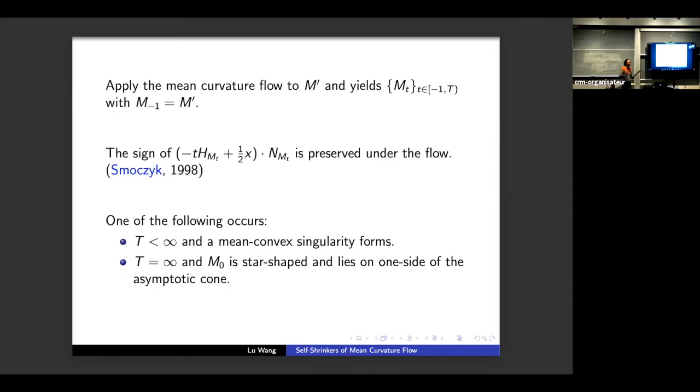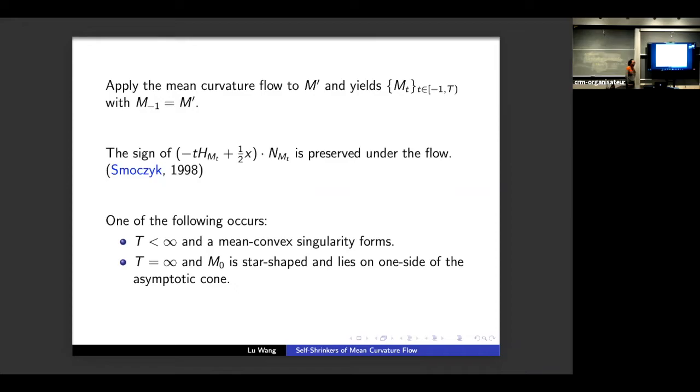So a priori, we don't know whether it exists forever or whether it develops some finite time singularity, right? And then we appeal to this observation of Smoczyk. It's again some maximum principle argument. So then you can show that the sign of this quantity involving the mean curvature is actually preserved under the flow, right?